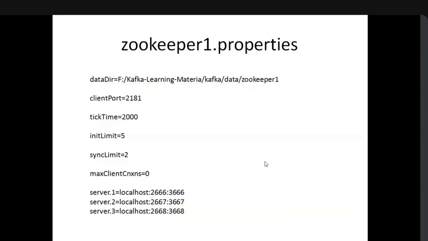So this is zookeeper1.properties. Similarly, this is zookeeper2.properties. Nothing changed here, same to same. We have just changed the port number, which will become 2182. Tick time, init time, sync time will remain the same, and the last 3 entries will also remain the same. And this is zookeeper3.properties.